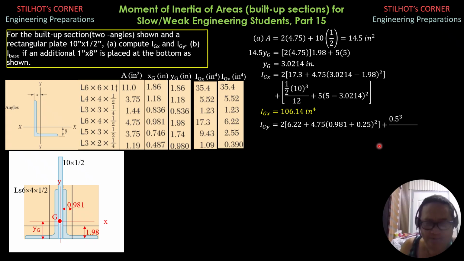So IGY, then plus for the rectangular plate, 10 times 0.5 cube over 12. So IGY is equal to 26.94 inches to the fourth.